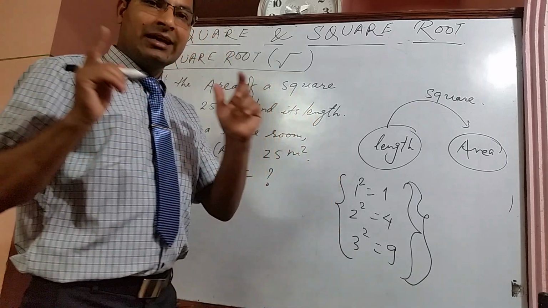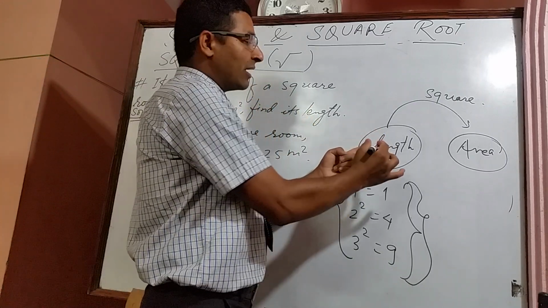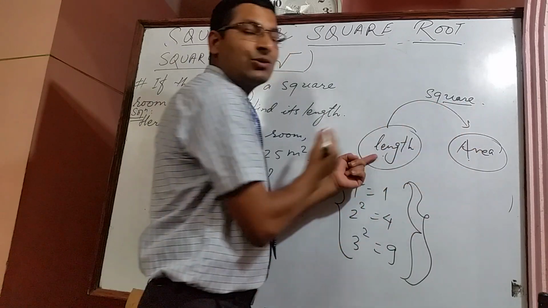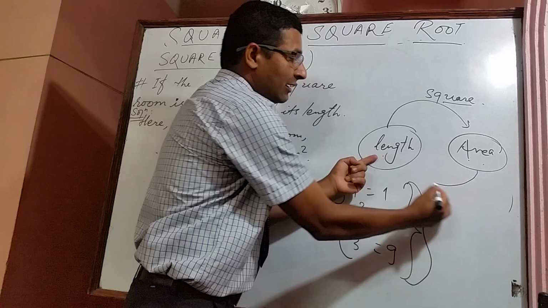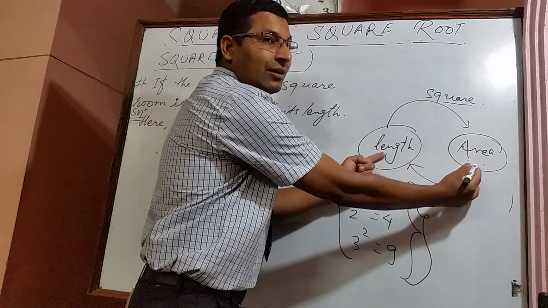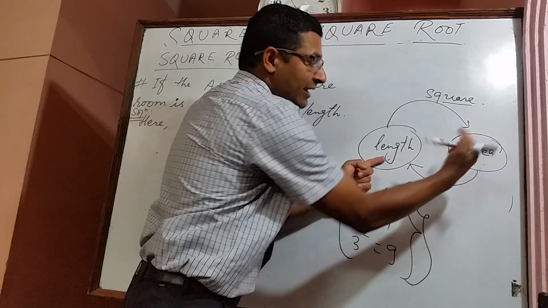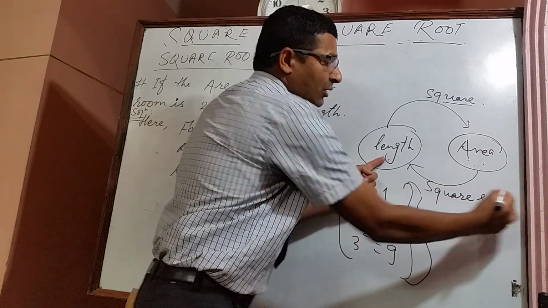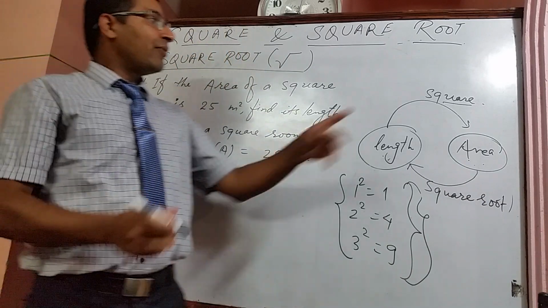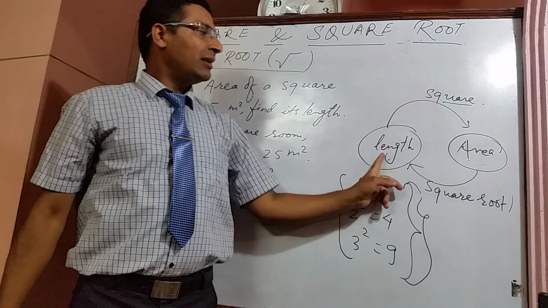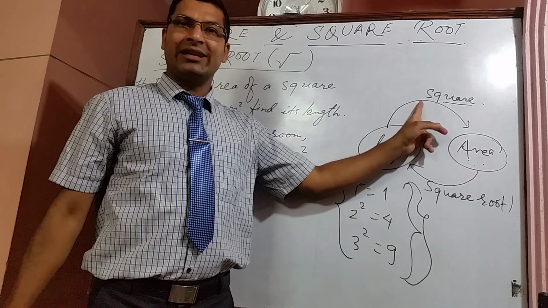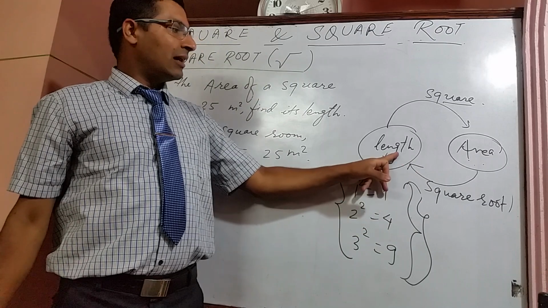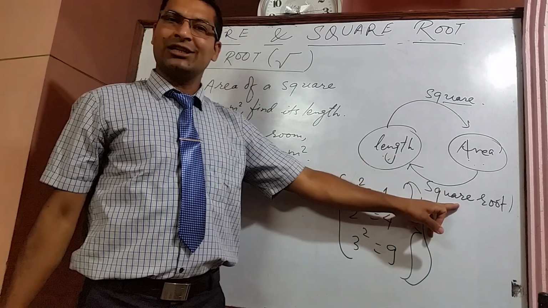That is the relation. It means for a square, if the length is given, how do we find the area? We can find the square. And if the area is given, what is the relation? Length is the square root of the area. So for a square, if the length is given, we find the area by finding the square. Similarly, if the area is given, how do we get the length? Yes, find the square root.